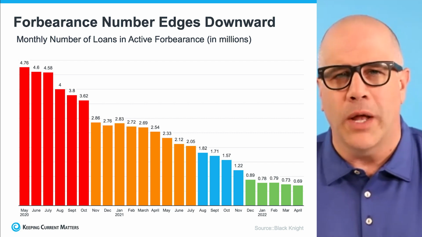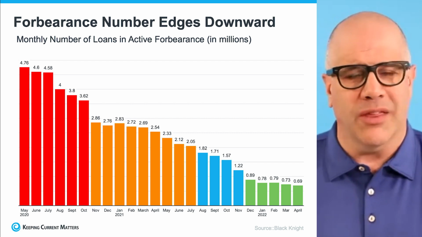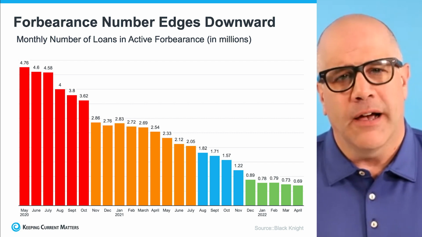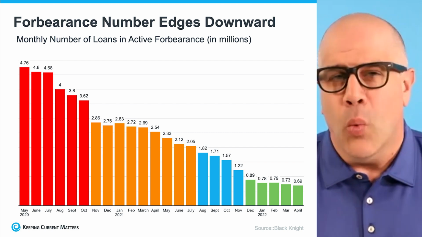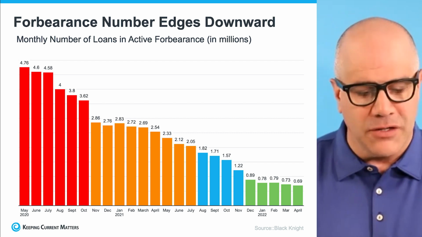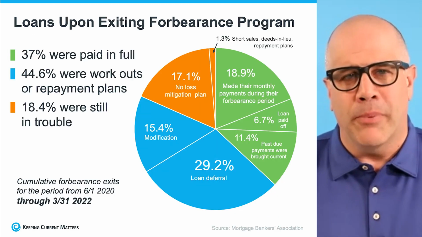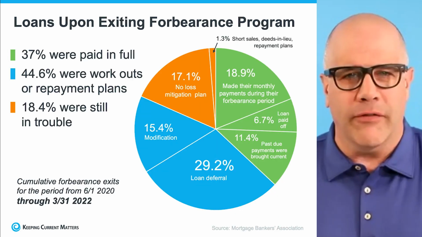That represents right about 1% of mortgages. At the height, we were almost 5% of mortgages in forbearance. So those are coming down. The question always comes up: what's happening to those as they come out? These are the most recent numbers of those coming out of forbearance.